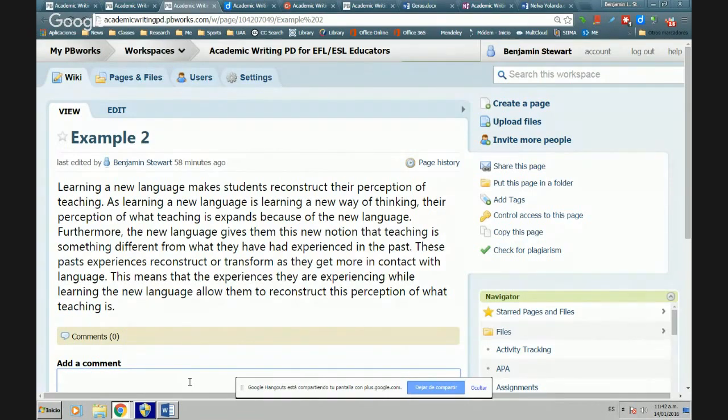Is that the same thing? Learning a new language is learning a new way of thinking, that's the thing. Are they the same? Yes. Is this theme the same as this theme? Yes? Okay, so the writer is using the same theme, new reading, the first pattern.